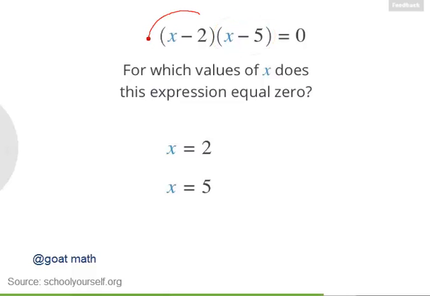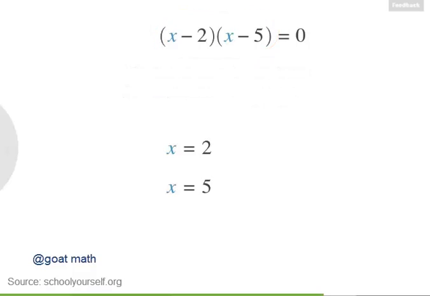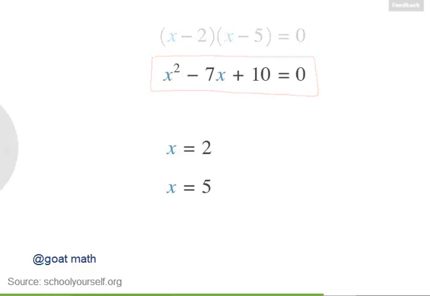Now if you expand x minus 2 times x minus 5, you get x squared minus 7x plus 10. So you actually just figured out when this quadratic is equal to 0. Let's double check that. When x equals 2, x squared is 4, minus 7x is minus 14, and then plus 10. And sure enough, this equals 0. And when x equals 5, x squared is 25, minus 7x is minus 35, and then plus 10. Once again, this equals 0.